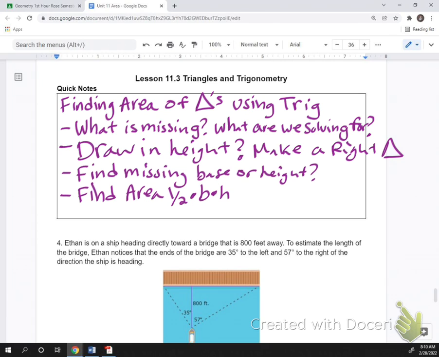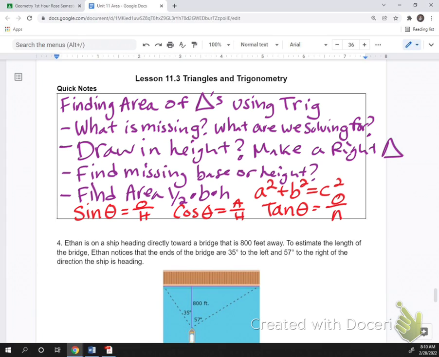Depending on the problem, you might need to use Pythag theorem. Maybe you know two sides and you need to find the other side. We've used Pythag theorem a lot this school year. Or maybe you need to use your right triangle trig. Maybe you know an angle and you know a side and it's on a right triangle. Maybe you can use right triangle trig. Questions about the steps for solving these types of problems?